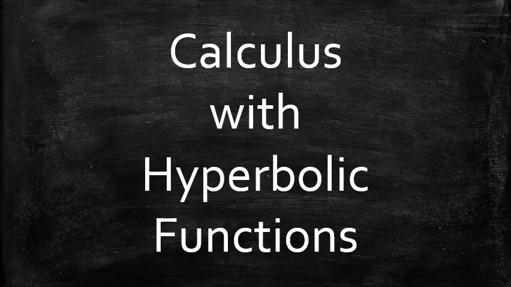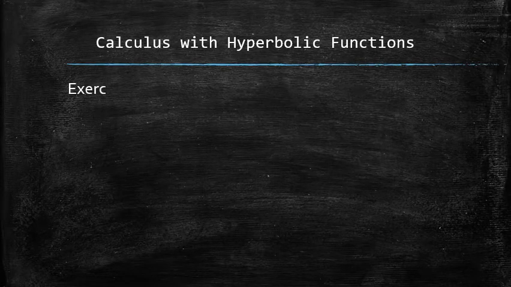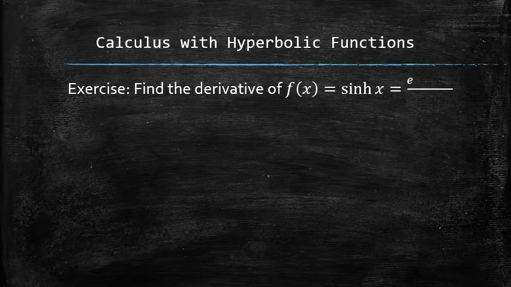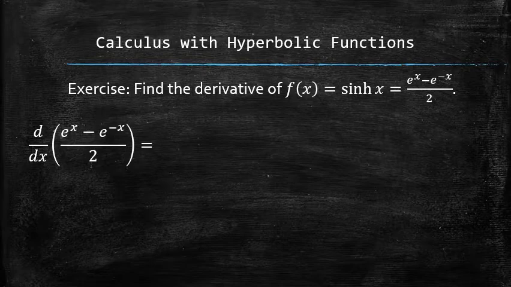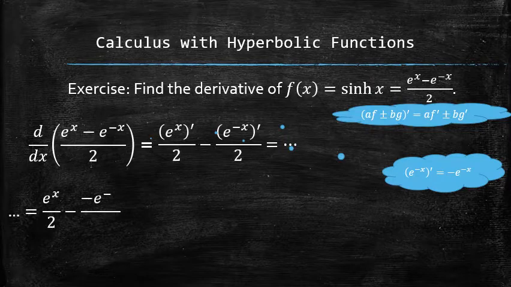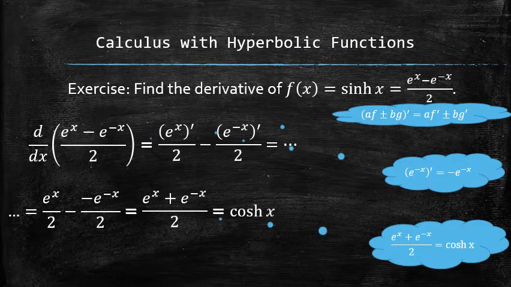Next, we will discuss how to do calculus with the hyperbolic functions. We can find the derivative of the hyperbolic sine function by first applying the linearity rule and then differentiating each part separately, and then finally recognizing the pattern. The derivative of the hyperbolic sine is the hyperbolic cosine.